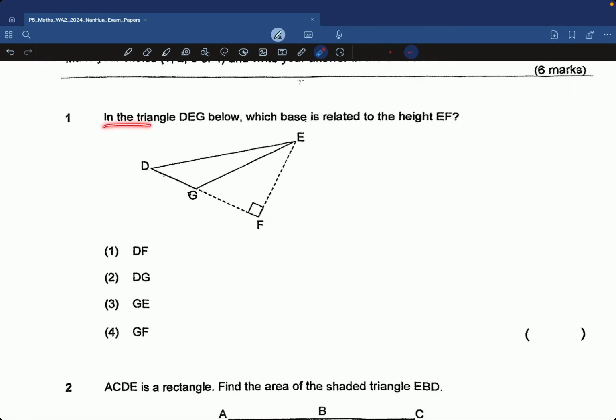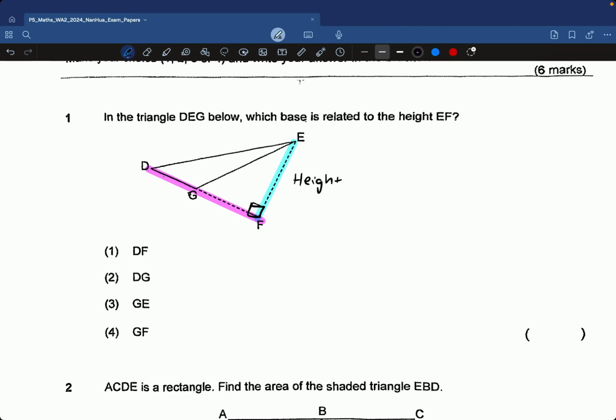Question 1. In triangle DEG below, which base is related to the height E and F? So we have E and F as the height. Which one is the base? In this case, we always want to look at the perpendicular box over here. If this is the height, let me put a highlighter over here, then where is the base? The baseline will always meet the perpendicular box over here. So that means the line that is meeting the height is over here.